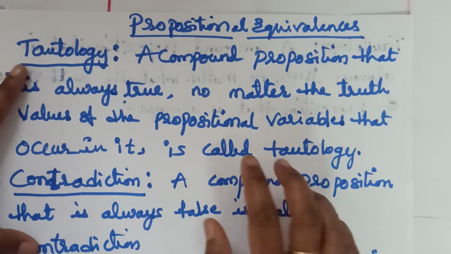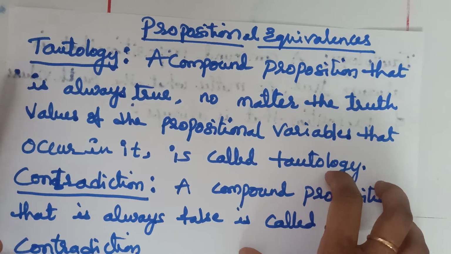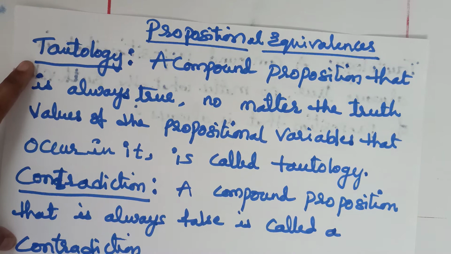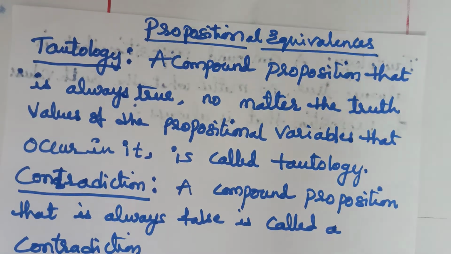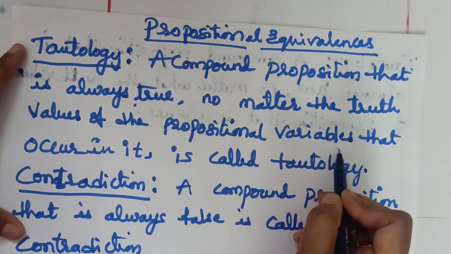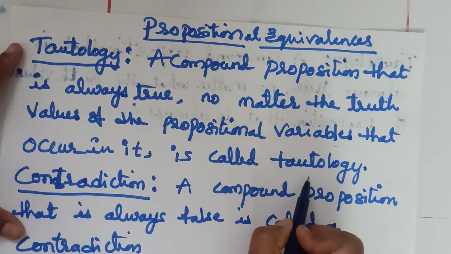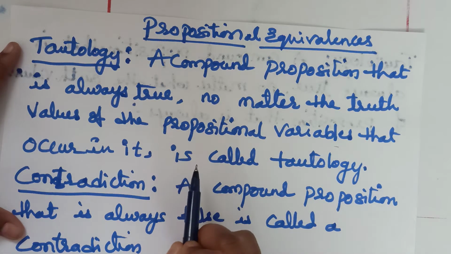Hello everyone. In this session we'll discuss propositional equivalences. Let me first define tautology. A compound proposition that is always true, no matter the truth values of the propositional variables that occur in it, is called a tautology. A statement formula which is always true is called a tautology.